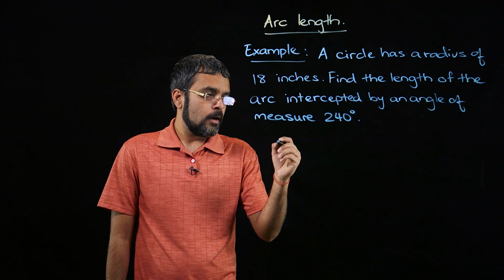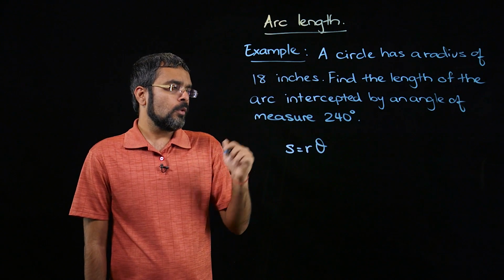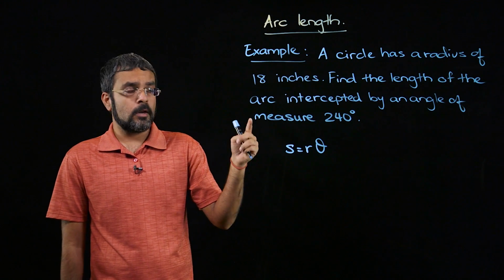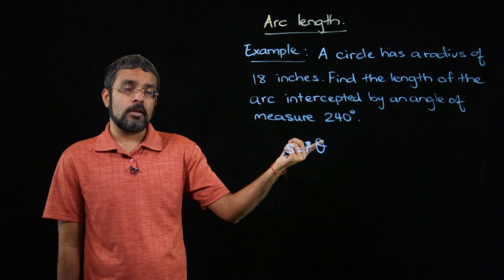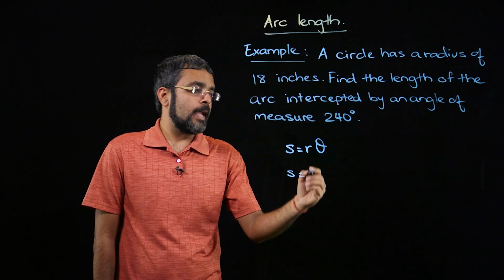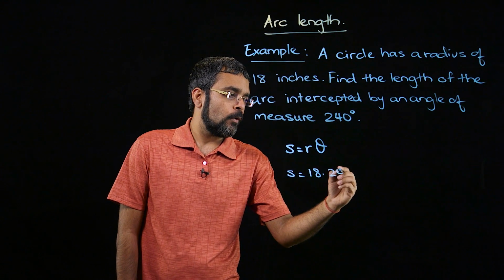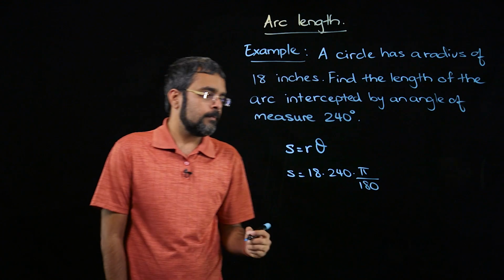Let's write down our formula here. We have S equals r theta. Note that our theta here is given in degrees, but when we use it in the formula, we want it to be in terms of radians. So I'm going to have to multiply that by pi over 180. So I have S equals r, which is 18, times theta, which is 240, times pi over 180.